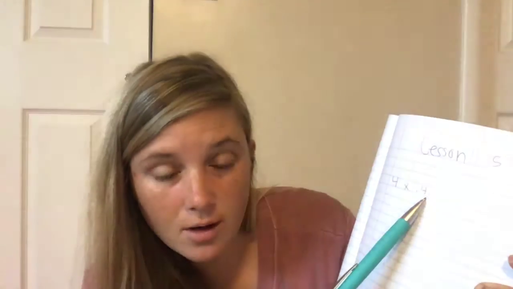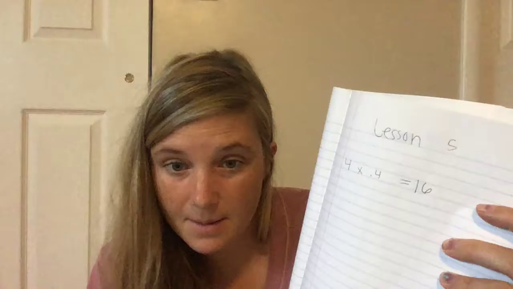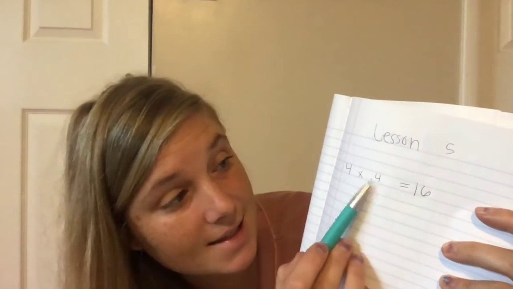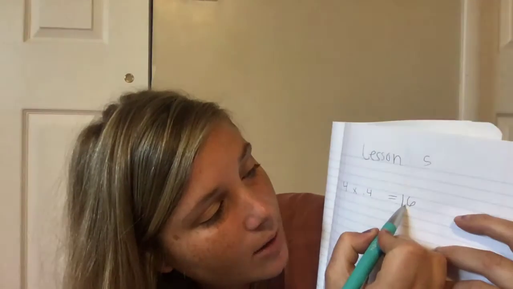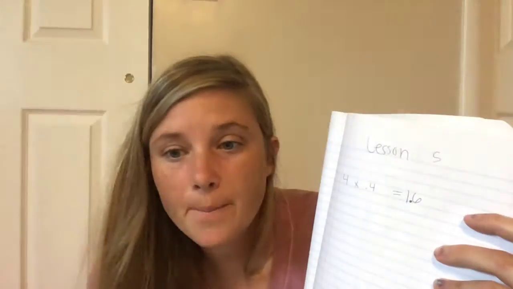4 times 4 equals, we know that, equals 16, right? So we say equals 16. Well, we know that it can't be 16 because this is less than 1. So it can't be as big as 16, right? Now, it can't be 0.16 because that would be too small. So it's going to be right here, 1.6.